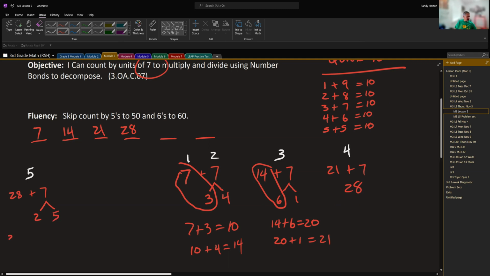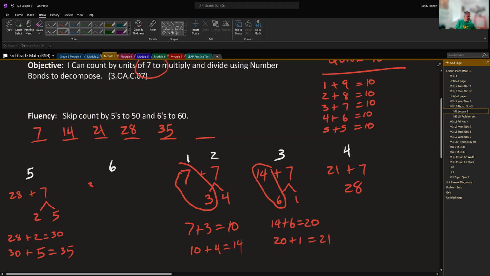So now I repeat, the 28 plus the 2 is going to equal 30. Take that 30 and add the remainder of 5, and that will get me 35. So my fifth 7 is actually 35. And now we only have one more to go. And so one more time, I'm going to repeat the process.